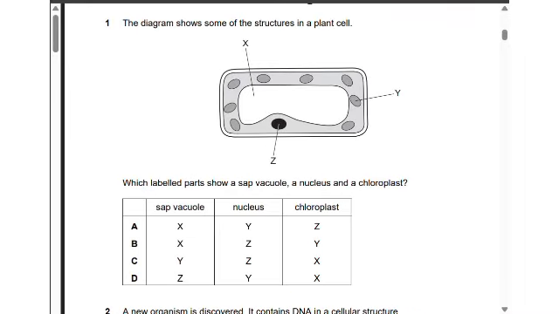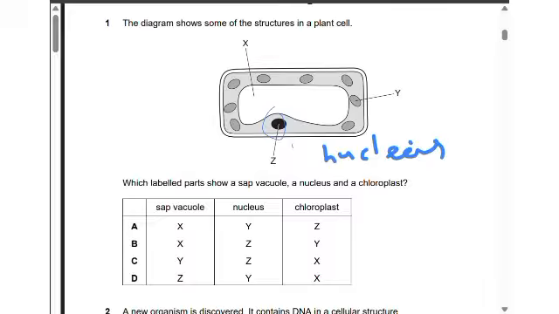The diagram shows some of the structures in a plant cell. Which labeled parts show a sap vacuole, a nucleus, and a chloroplast? So here I am circling the dark circle in the plant cell, which is known as the nucleus. The nucleus is often positioned at the side of the cell because of the large sap vacuole in the middle. It contains the DNA of a plant cell. So here we have the nucleus, which is Z.